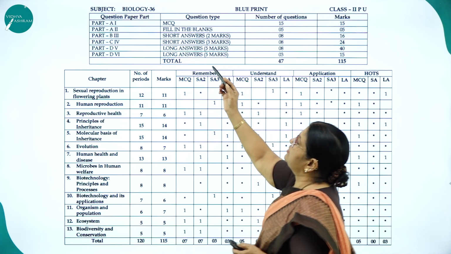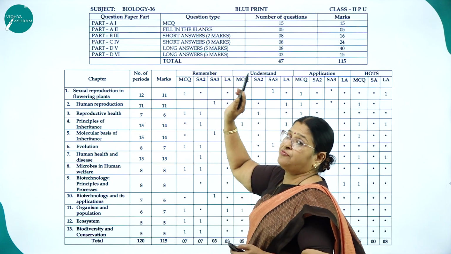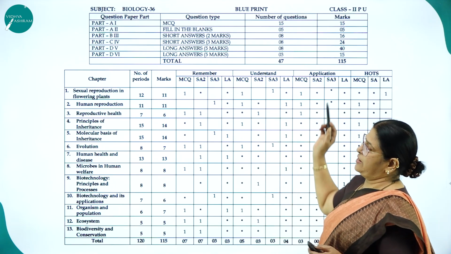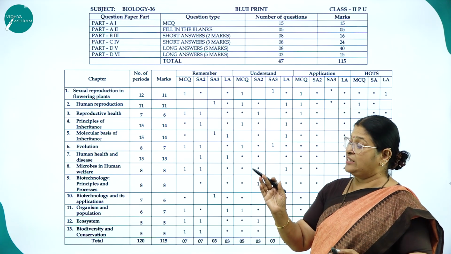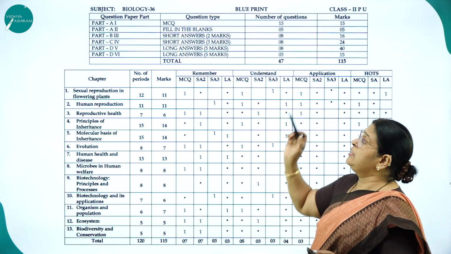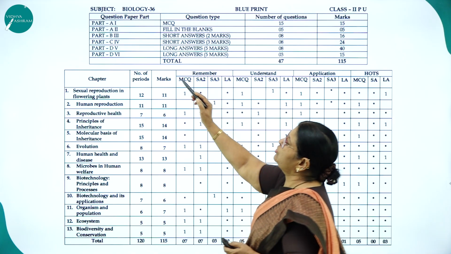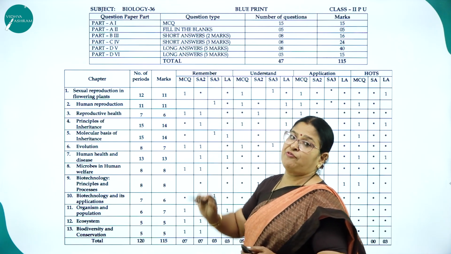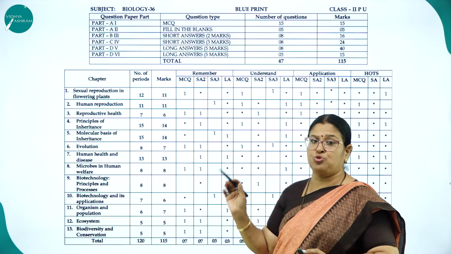A1 is MCQ, 15 questions, 15 marks. A2 is fill in the blanks, 5 questions, 5 marks. So Part A1 and A2 completely deal with 1 marker questions, that is MCQ and fill in the blanks. You must know that Part A1 and Part A2 include 1 mark. Moving on to Part B, the third part, which has short answer type questions with a weightage of 2 marks. So Part B means 2 marker questions.